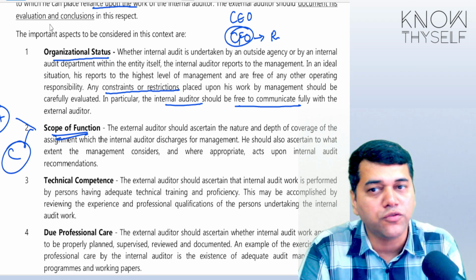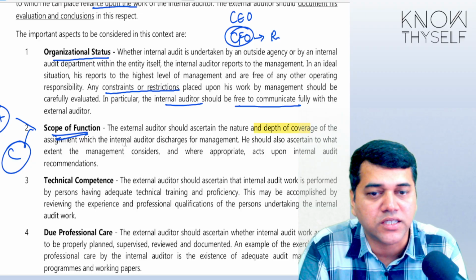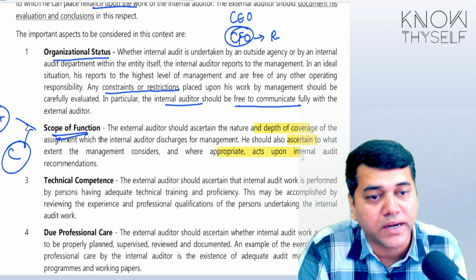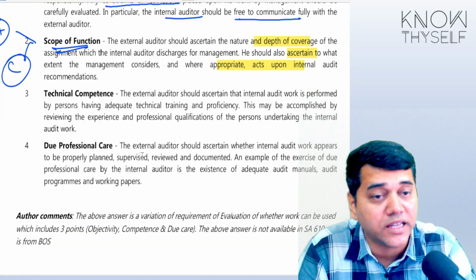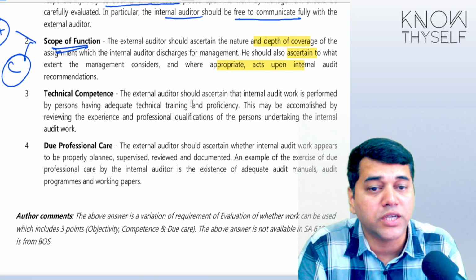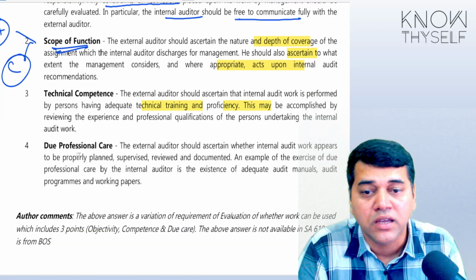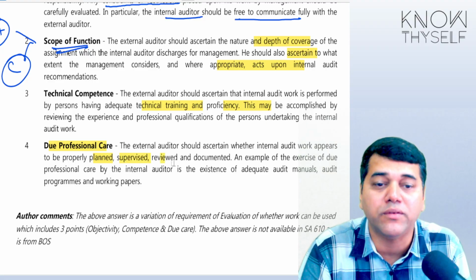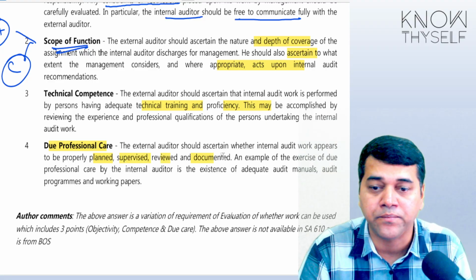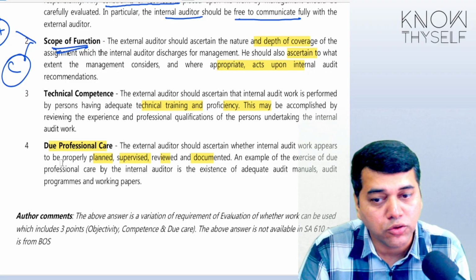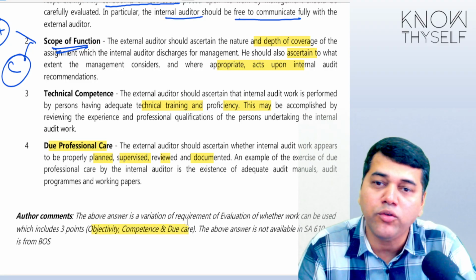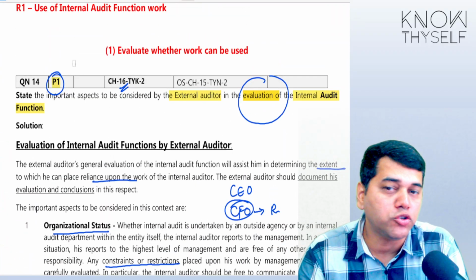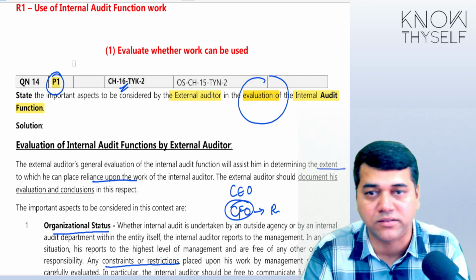The external auditor should find out the nature and depth of the coverage. He should ascertain to what extent management considers, and what appropriate actions they take on audit recommendations. Then you need to check the technical competency, proficiency, and whether they are taking due care of their work. Are they systematic, planned, supervising, reviewing, documenting, is everything happening? So I told students, you can write these three points or you can write the above answer. But I have marked it priority because I wanted to show you two different versions of the same answer.